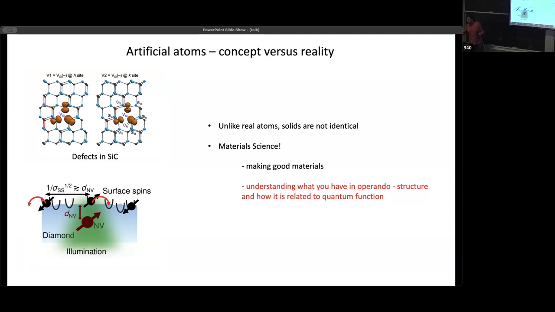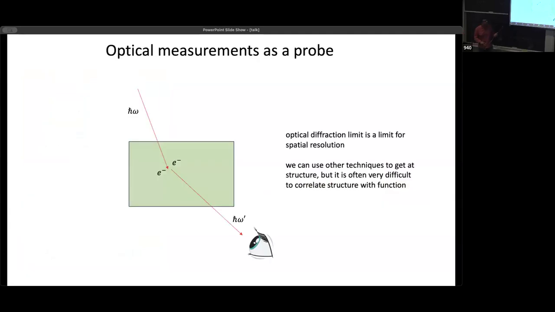So one can use other probes. One can use TEM to get atomic resolution imaging of materials. But the TEM does not tell you whether the defect that you see is going to affect your NV center or not. So there's some real need to have probes that can really deliver light down to a small length scale and probe optically what's going on at small length scales.